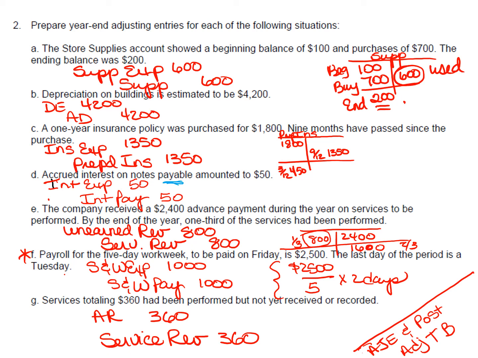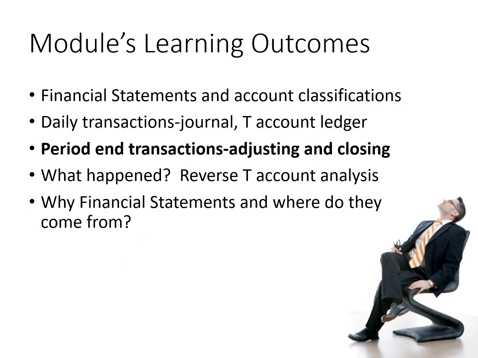And the final one is services totaling $360 have been performed but not yet received or recorded. So send them a bill. Debit accounts receivable, credit service revenue $360. Now once you make adjusting entries, you'll post them and then prepare an adjusted trial balance to make sure you copy correctly debits as debits and credits as credits. So this is very similar to your second homework problem where you have to make adjusting journal entries.